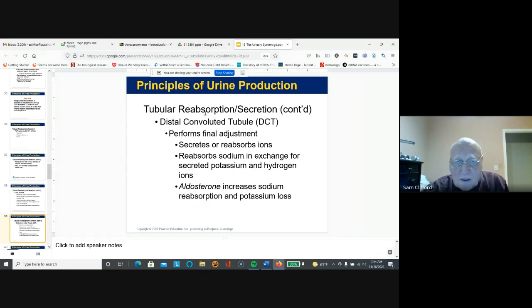So again, reabsorption is the recovery of water and ions and amino acids and glucose. Secretion is the elimination of waste and some ions into the kidney tubules. And whatever makes it into the kidney tubules is going to end up in the bladder. So there's a final adjustment in the distal convoluted tubule. Reabsorb sodium in exchange for excretion of potassium and hydrogen. Aldosterone is a hormone from the adrenal glands that increases sodium reabsorption and potassium loss.